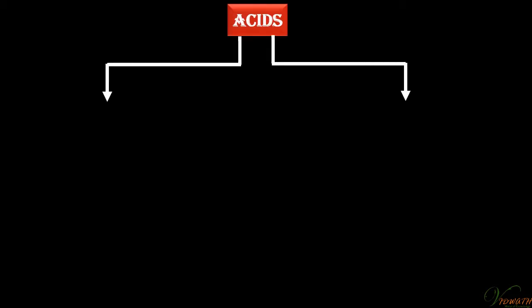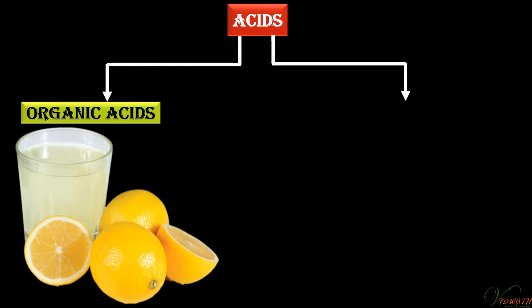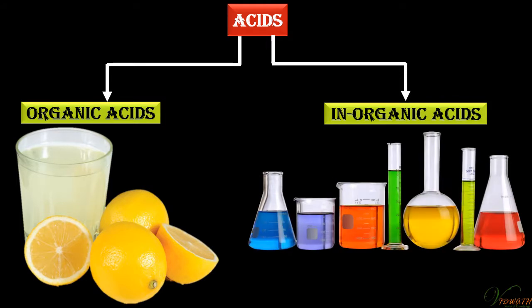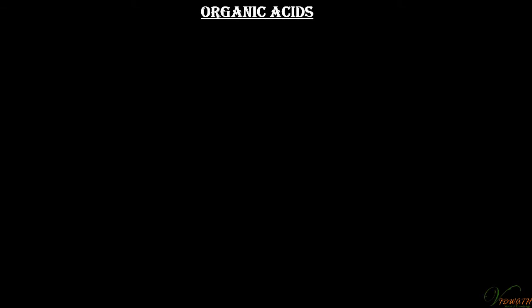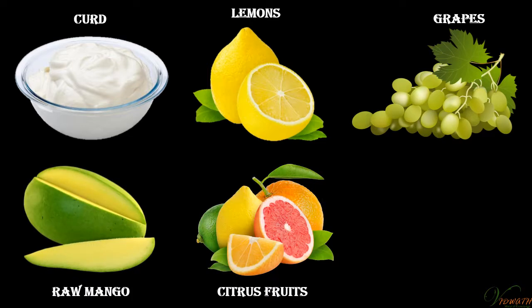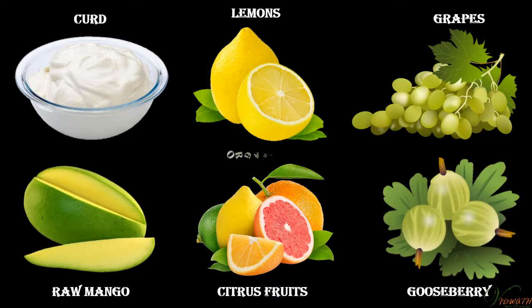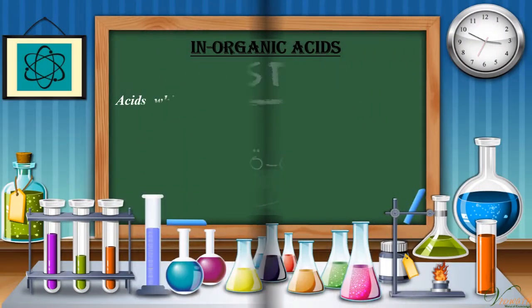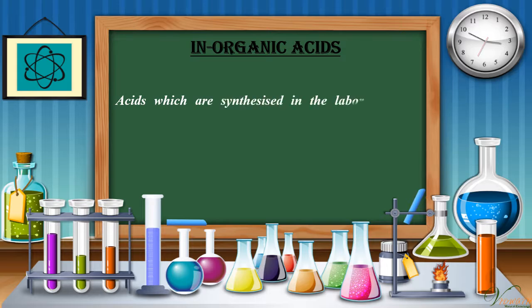Classification of acids. Based on the source, the acids were classified into two types. They are organic acids and inorganic acids. Organic acids. Acids obtained from food like curd, lemons, grapes, raw mango, citrus fruits and gooseberry are called organic acids. Inorganic acids. Acids which are synthesized in the laboratory are called inorganic acids or mineral acids.